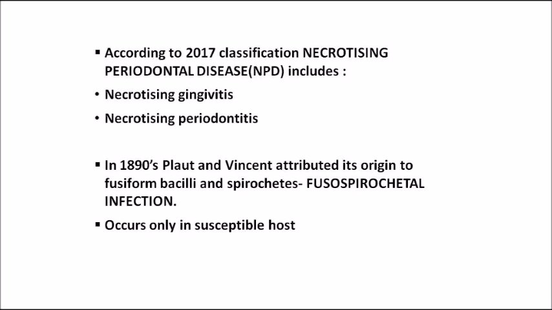In the 1890s, Plaut and Vincent attributed the origin to fusiform bacilli and spirochetes. So these were the responsible bacteria, fusiform bacilli and spirochetes. Therefore, it is known as a fusospirochetal infection. And one important point is it occurs only in a susceptible host. I may also harbor bacilli as well as spirochetes in my oral cavity, but I may not get infected with the entity ANUG. So it occurs only in a susceptible host.